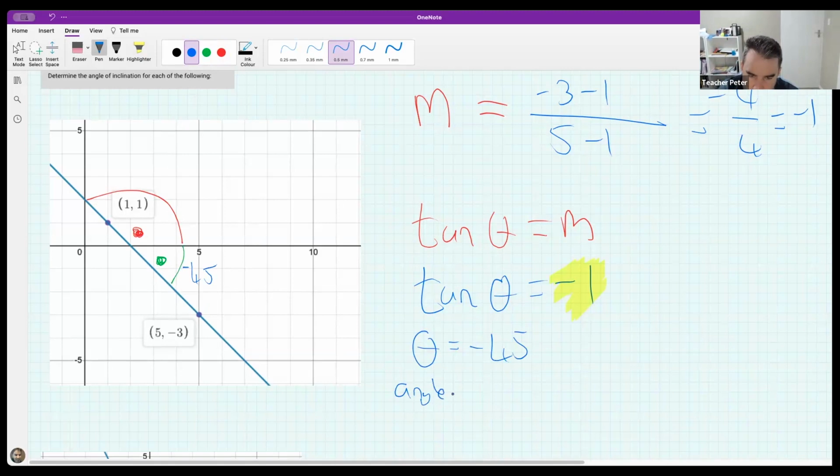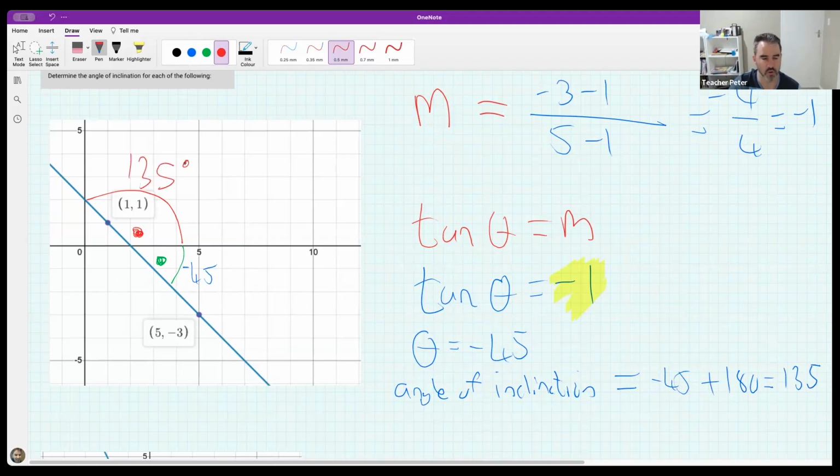What is my final angle of inclination? It's not going to be -45. So I just need to take my -45, add 180, and I get 135, which when I look at this, it looks awesome.